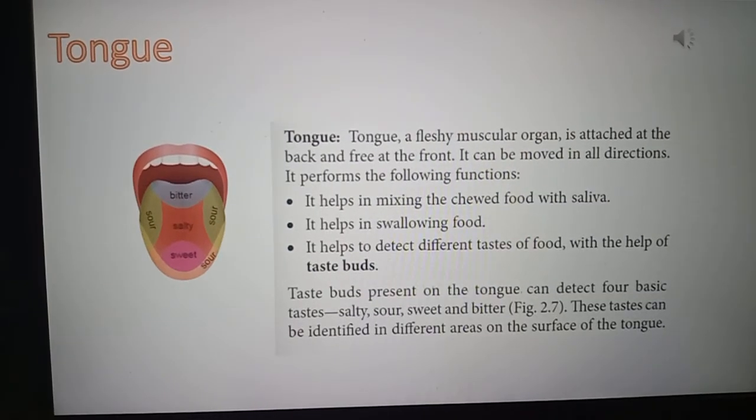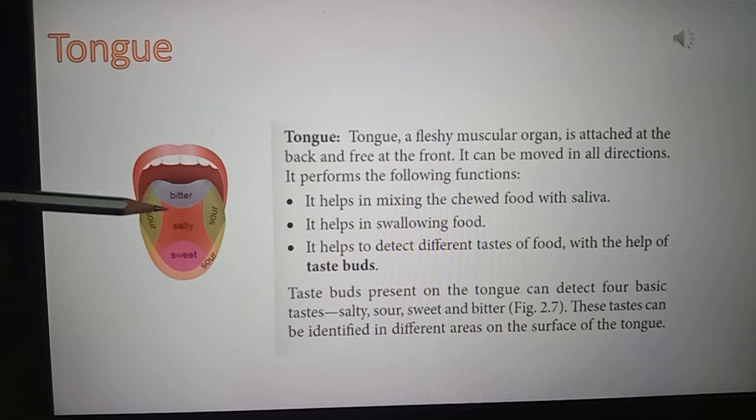It is not just tasting. The function of the tongue is not just tasting, there are other functions also. First of all, it has the taste buds. It is due to the presence of these taste buds that we are able to identify the 4 basic tastes. For example, the 4 basic tastes are salty, sour, sweet and bitter.